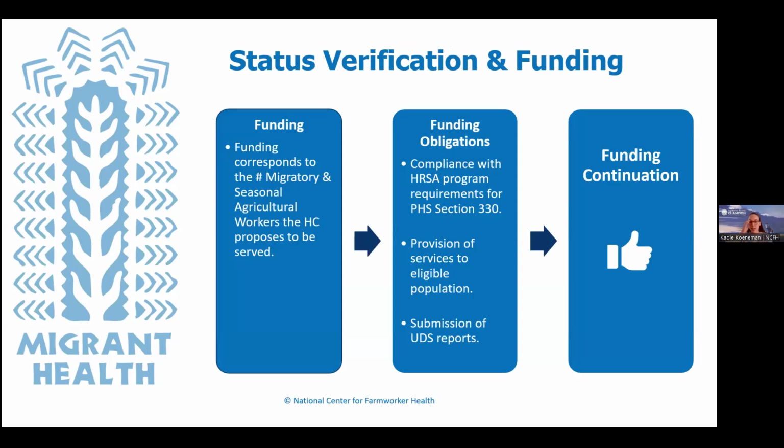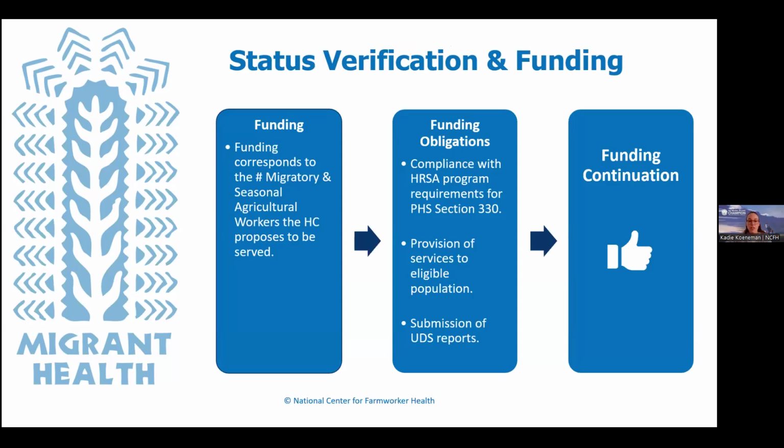So this slide shows the relationship between status verification as a member of a special population and how it relates to your funding. When health centers apply for funding, they'll mention in their grant applications the number of migratory and seasonal agricultural workers that they're planning to serve. And if they receive the grant funding, they acquire several obligations.